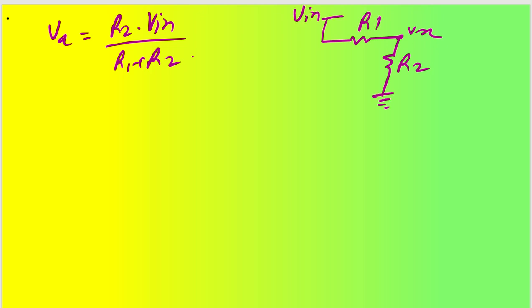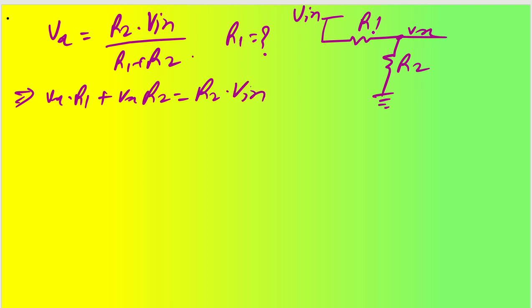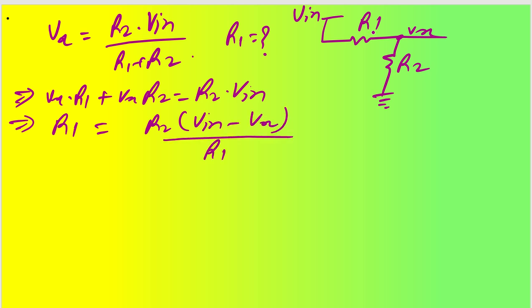Now let us say we want to identify R1. Let us say all other values are there, and I am going to assume a value of R2. How can we find the R1 value? We can solve it very quickly. Vx into R1 plus Vx into R2 is equal to R2 into V in. So from here, R1 is going to be equal to R2 times V in minus Vx, divided by Vx.